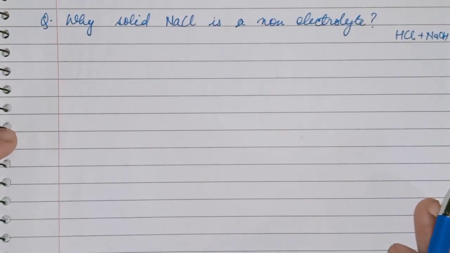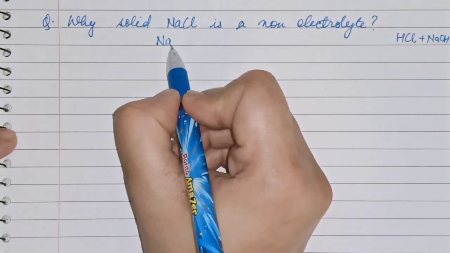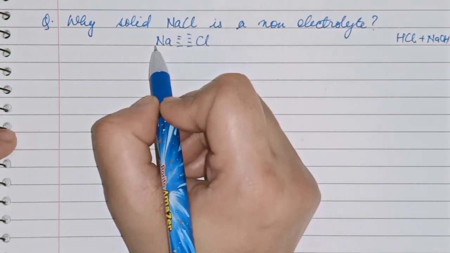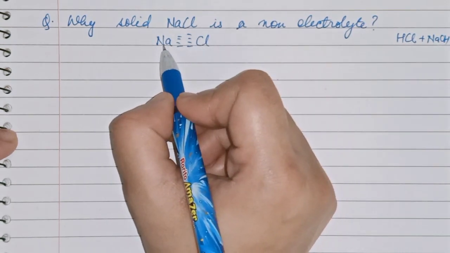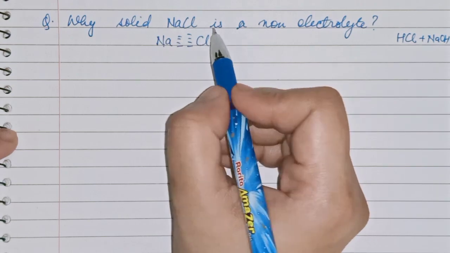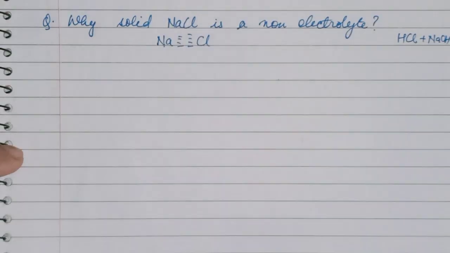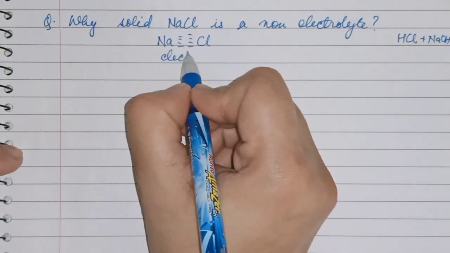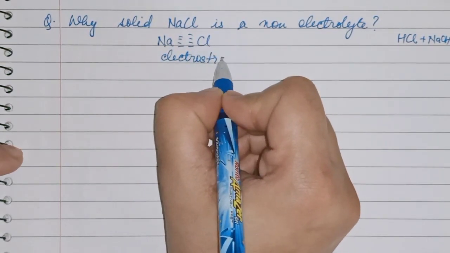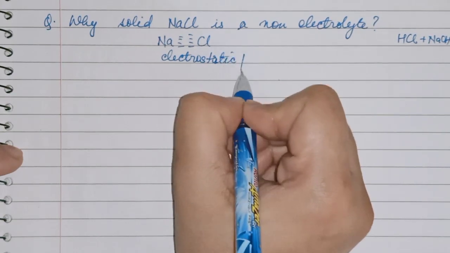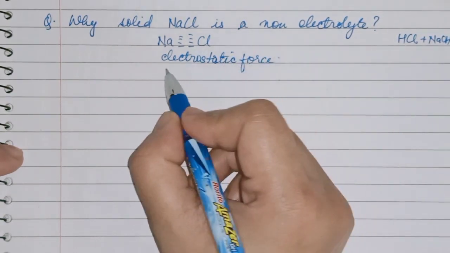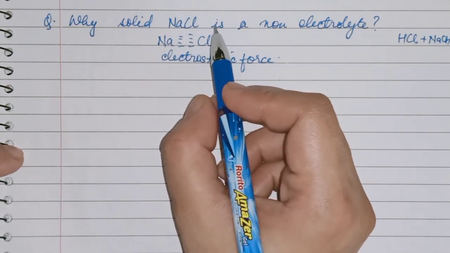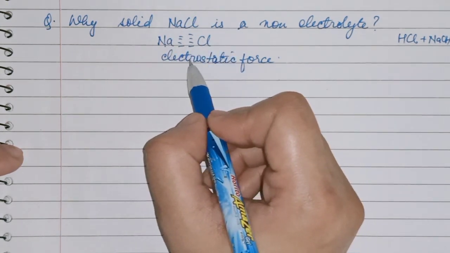Here you can say that NaCl is in the solid state, and in the solid state the bond or force of attraction between sodium and chlorine is very strong. What type of force is acting? Yes, it is electrostatic force. Electrostatic force is acting between sodium and chlorine, so this force of attraction is very strong.